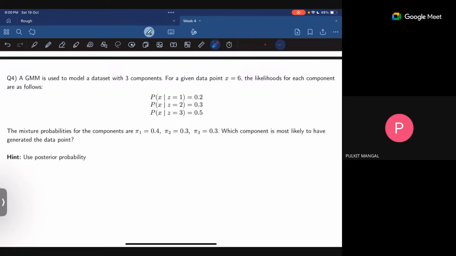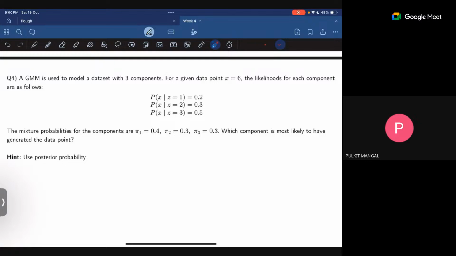Is the idea clear to everyone? What we are doing in this question? Is it not? Okay, let me try again.